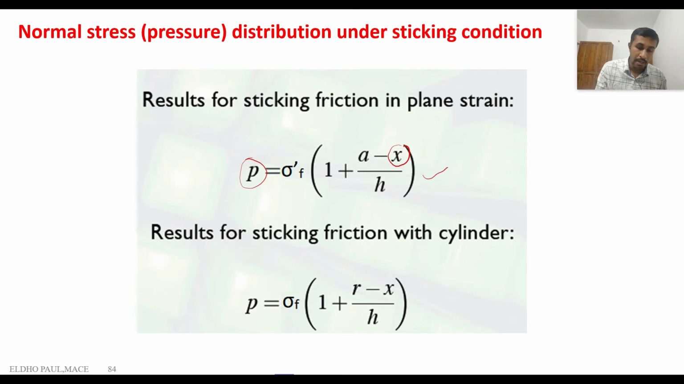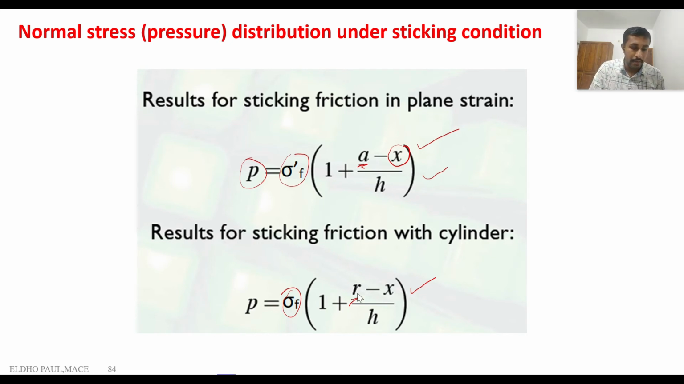This is the case of a rectangular workpiece in plane strain condition. Similar to this is the case of a cylindrical workpiece. In case of a cylindrical workpiece, the pressure distribution is equal to sigma F, the flow stress, into 1 plus (R minus x) by s. Here sigma dash F is the flow stress corresponding to plane strain condition, and a is replaced with R in case of the cylindrical workpiece. So these are the two equations for the distribution of the pressure across the workpiece under sticking condition.